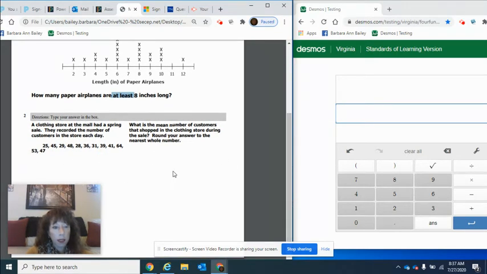And then the second question I had: a clothing store at the mall had a spring sale. They recorded the number of customers in the store each day. What is the mean number of customers that shopped in the clothing store during the sale? Round your answer to the nearest whole number. Okay, so the obvious thing is here they have to know what mean is, vocabulary word there. And if they've been taught the curriculum, they should have practiced what mean is.